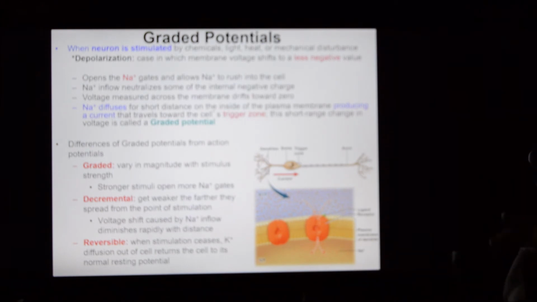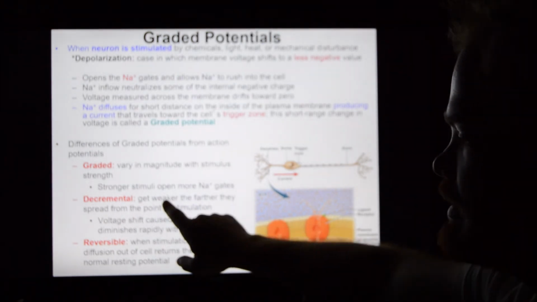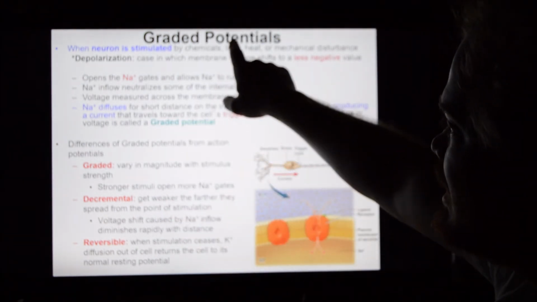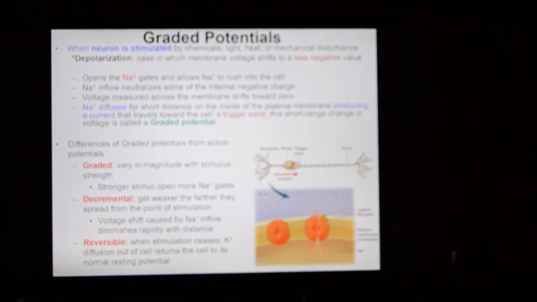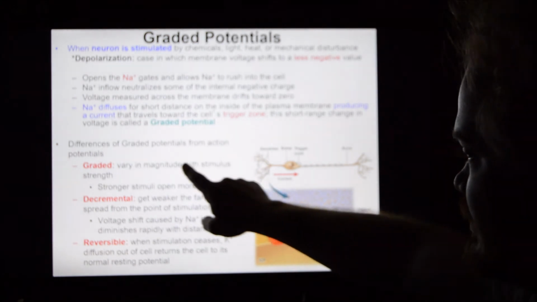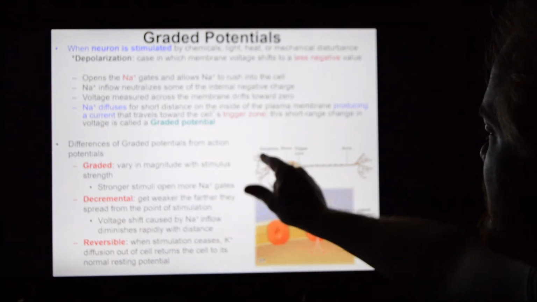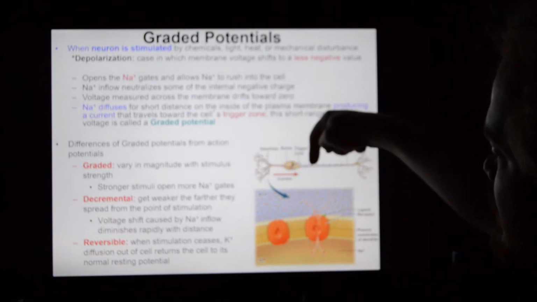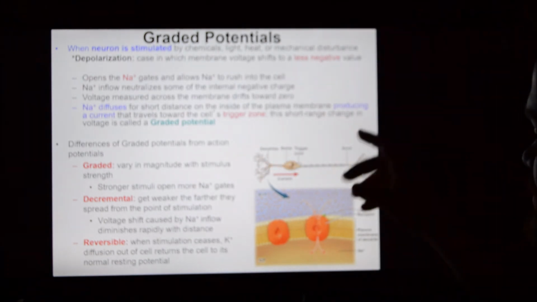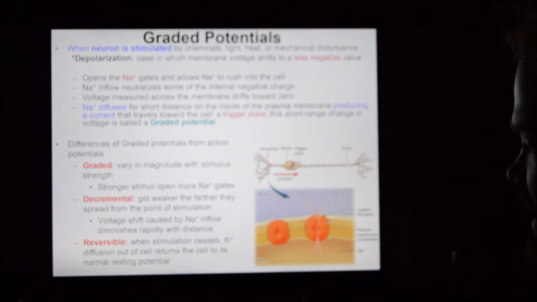The reason we call these graded potentials is because they're decremental. They will get weaker over time. You can have a really strong stimulus on that dendrite, and that stimulus is going to get weaker and weaker, and then eventually hit that trigger zone and stimulate it to go the whole length of the axon as an action potential.